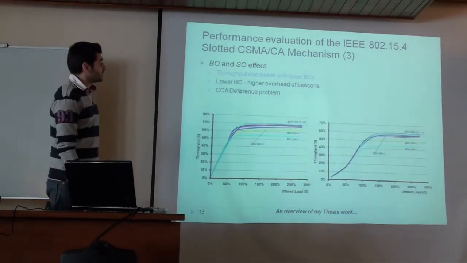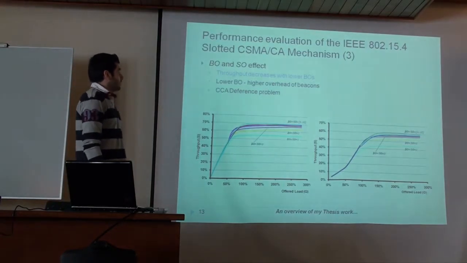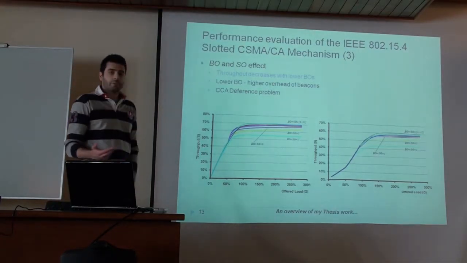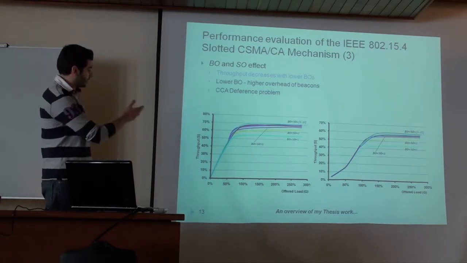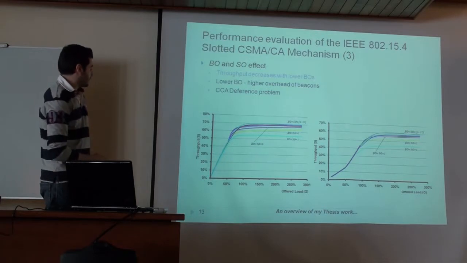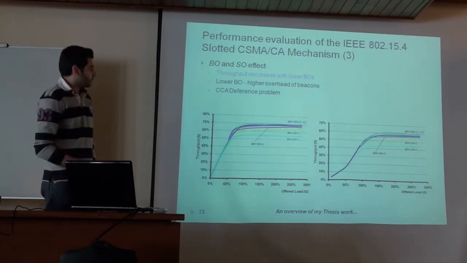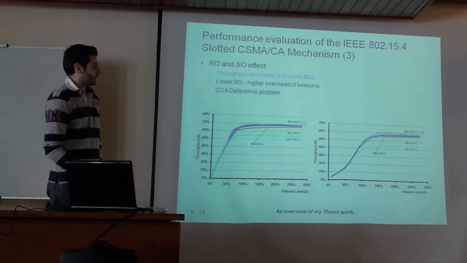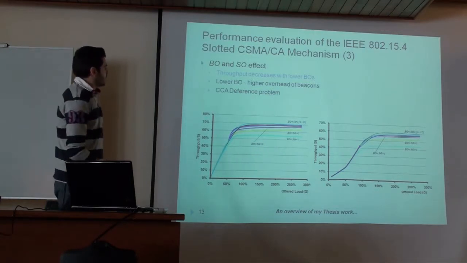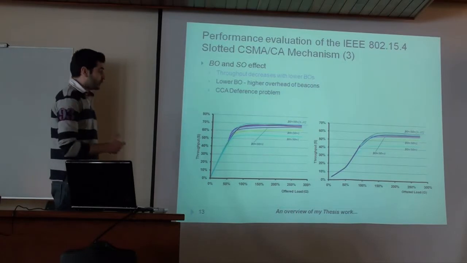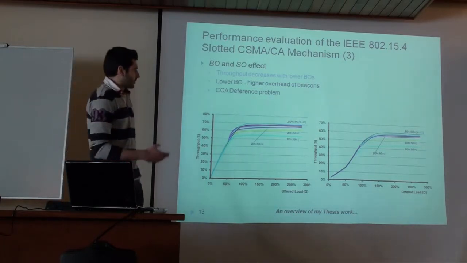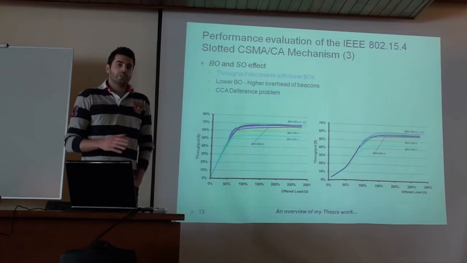So these are the results for beacon order. This was one of the parameters we studied. On the left-hand side you have the results from the simulation model, and on the right-hand side from the experimental test bed. What you observe is that the throughput decreases with lower beacon orders, which means that when you have low beacon orders like 1, 2, 3, you get really lower throughput.